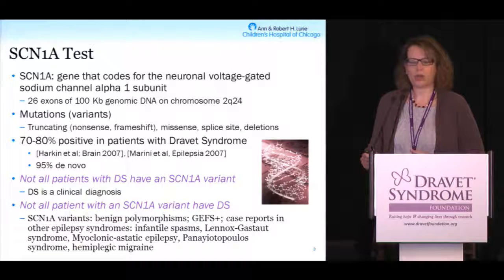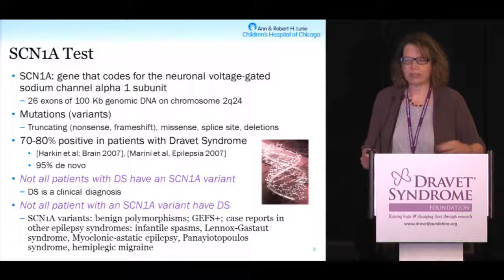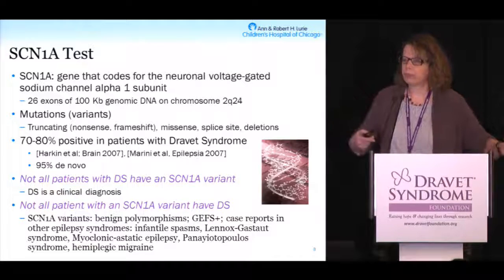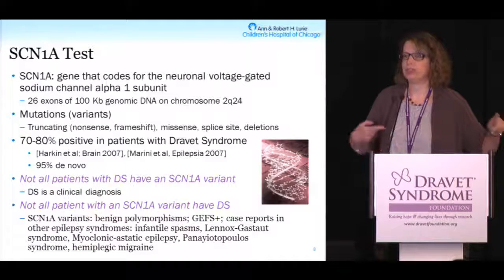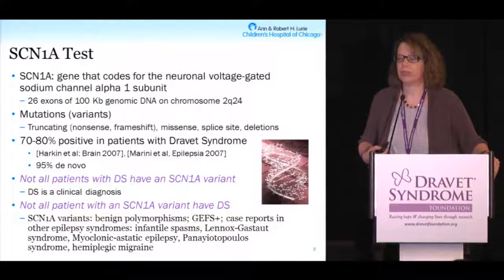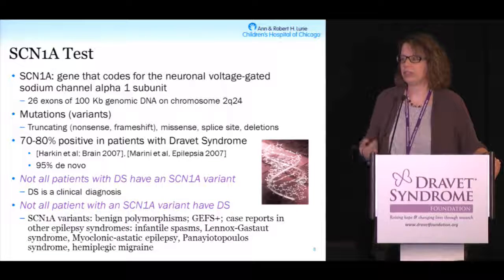Nevertheless, not all patients with Dravet syndrome have an SCN1A variant. At this time, it is a clinical diagnosis. And the opposite is also true. Just because you have an SCN1A mutation does not mean you have Dravet syndrome. It certainly has been associated with other diseases or been seen in case reports.